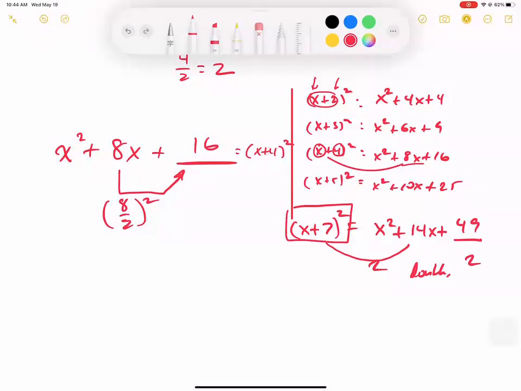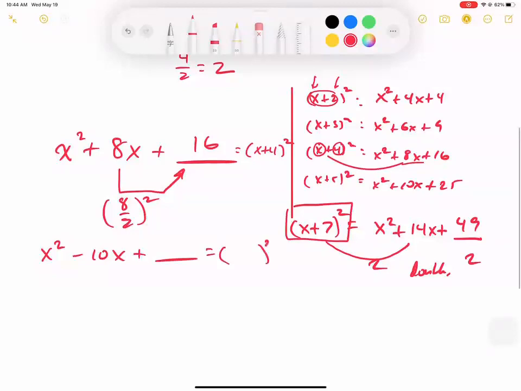Let's do another one. X squared plus, let's do 10x again. Let's do a negative, actually. So what happens when it's a negative? Negative 10x plus what? Divide the middle by 2. That's negative 5. And square it. What's negative 5 squared? 25. X minus 5. That's how we end up with a negative in the front.